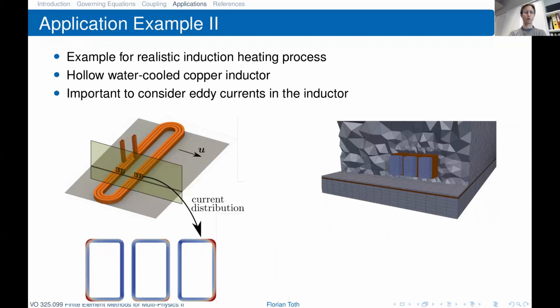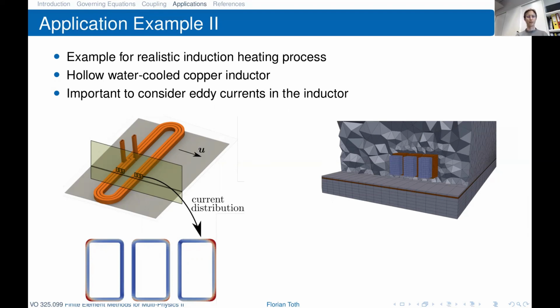And another example here to show a more realistic induction heating process, in which we can take into account, of course, the end effects of such an inductor. Here we have the connections basically modeled in full. And we also know that such an inductor needs to be water cooled. So there's water flowing through the inductor. So it's, in fact, a hollow cross section where eddy currents can develop. So this is important to consider, which is not possible with the formulation presented here.